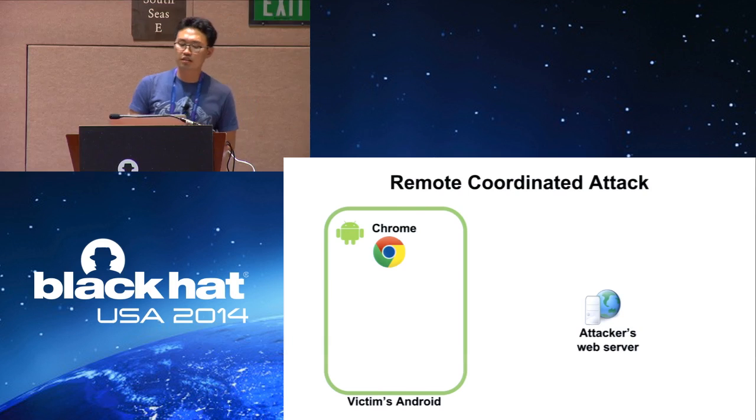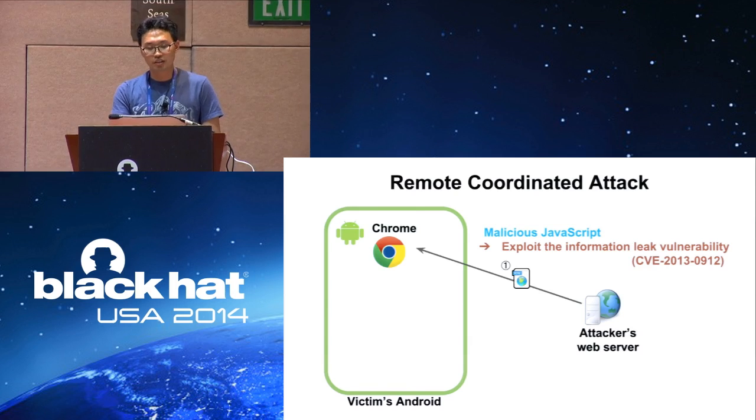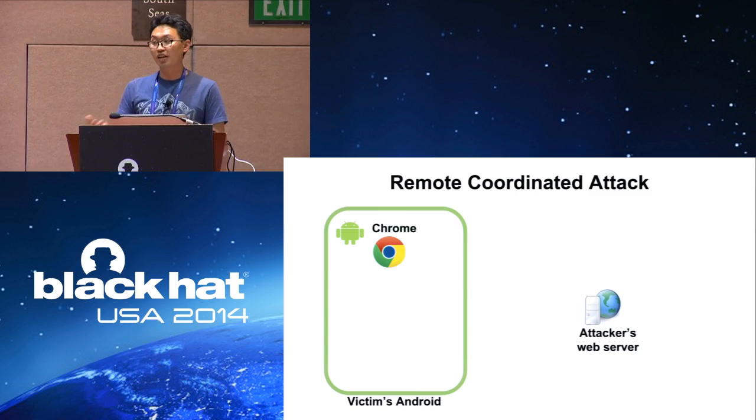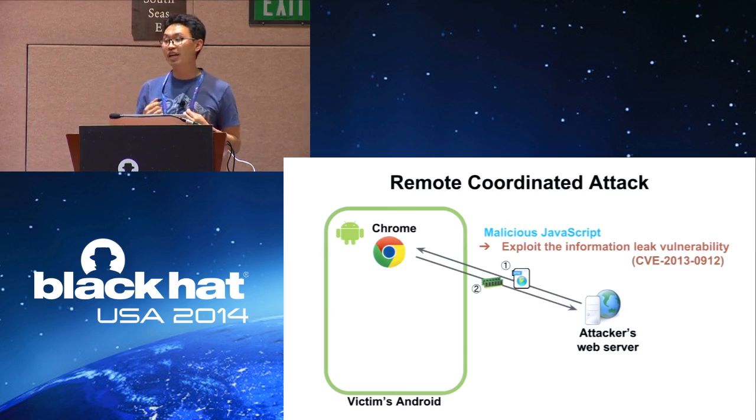So here's how the remote coordinated attack actually works. In this diagram, we assume that the victim is running Chrome, and the attacker is running the web server, and further assume that the victim visited the attacker's web server. Then the attacker's web server serves the malicious JavaScript file, and this malicious JavaScript file exploits the information leak vulnerability. After that, using the same JavaScript file, we send the memory layout information back to the attacker's web server.